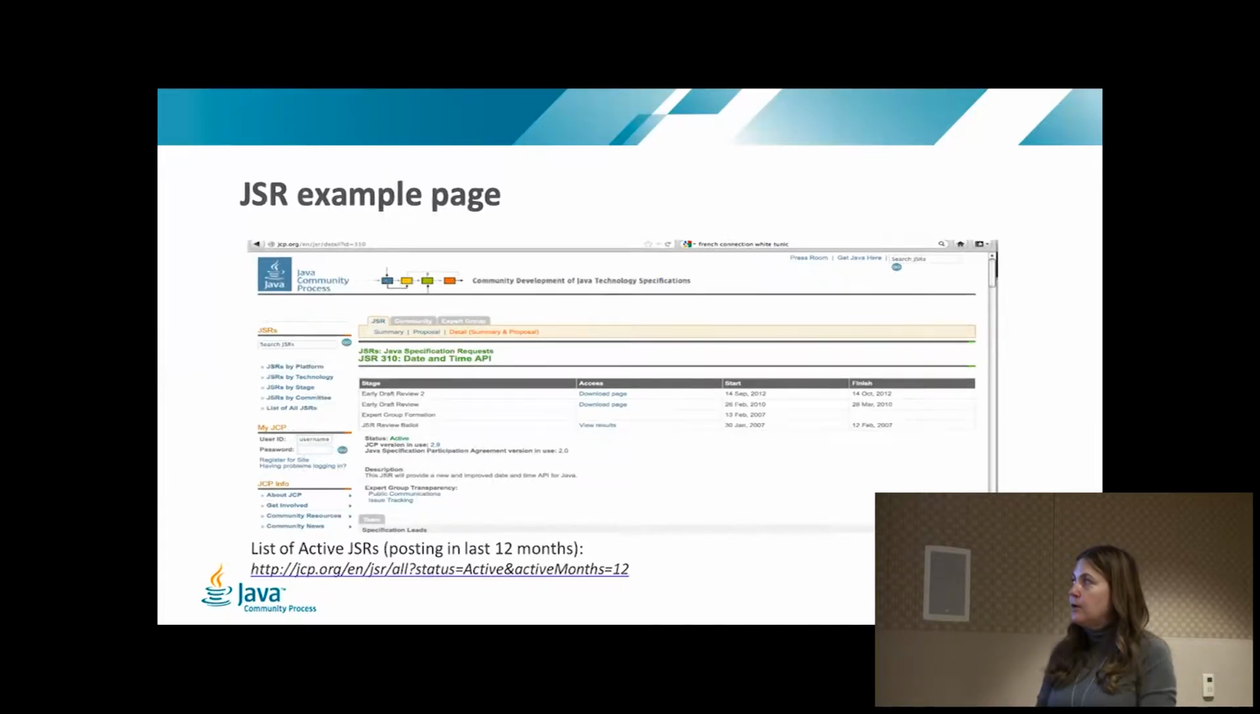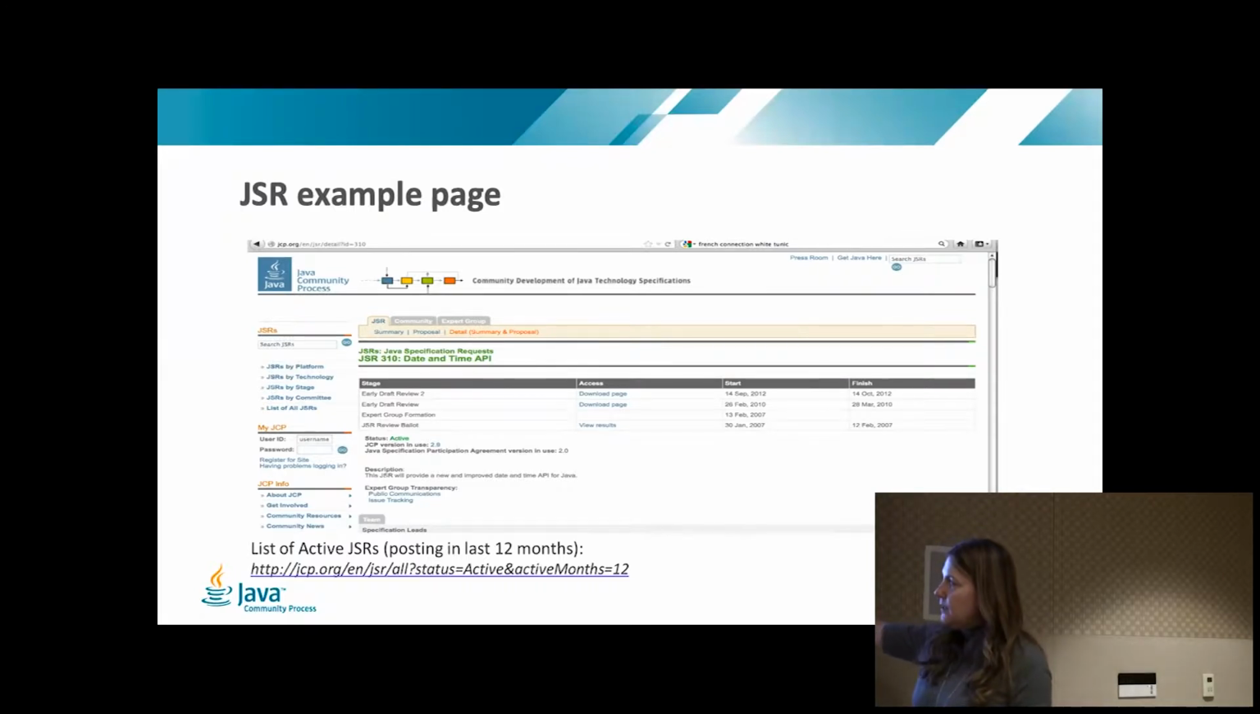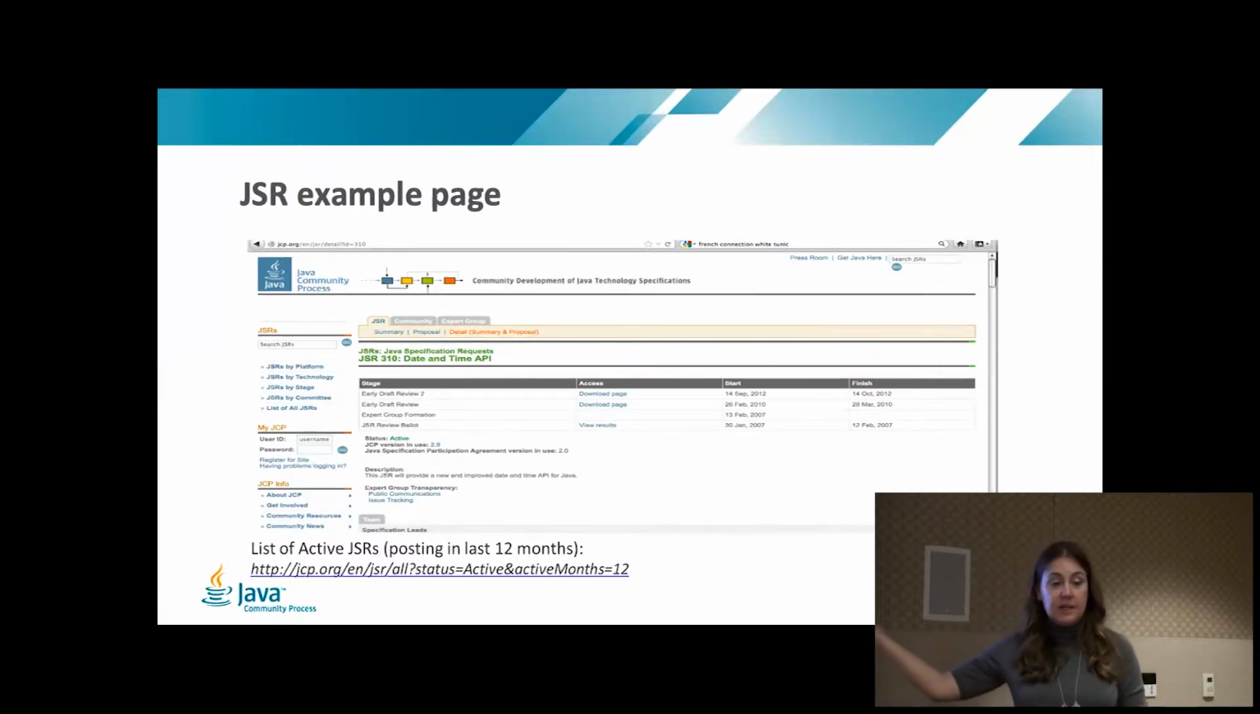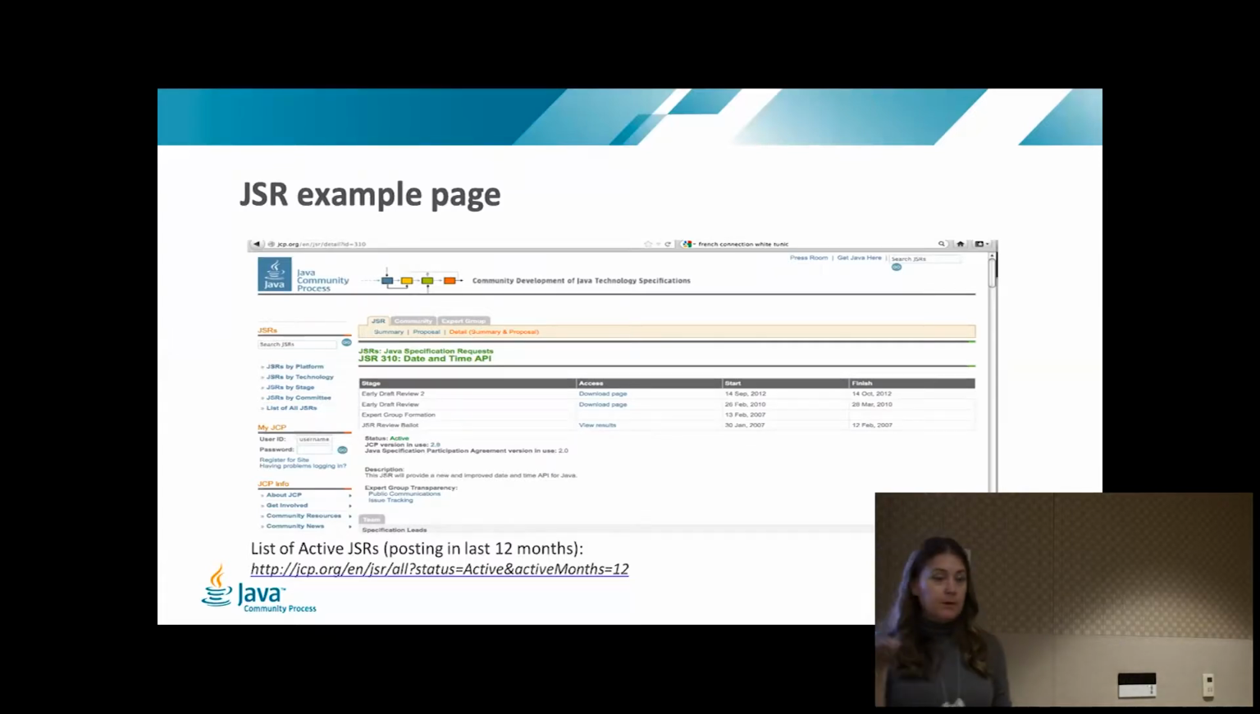So on jcp.org, every JSR has a page that looks just like this, and that's where you find all the pertinent information. So you would have latest drafts, and then underneath it, under transparency, you have public communication. That's where you get a link to the discussion forum that's happening for that JSR, and then also issue tracking. That's where you find the public issue tracker. Those are probably the 2 most valuable resources.